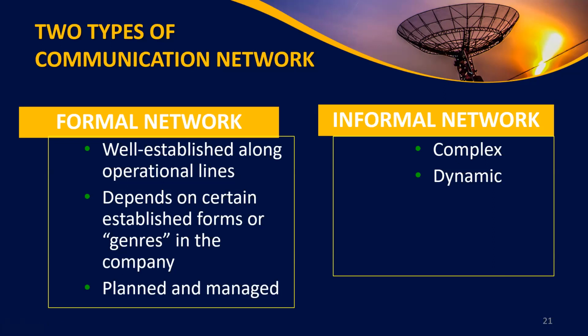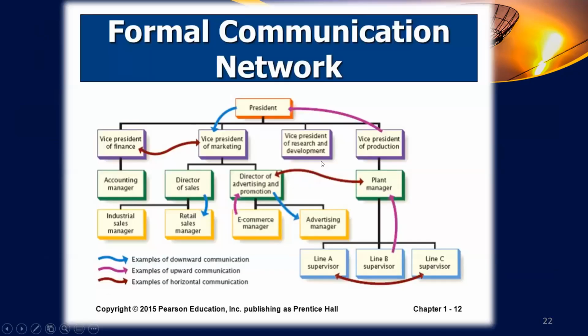But if it is an informal network, it's maybe your classmate, your brother or sister, or your friends. So this is what we call formal communication. The president talks to the vice presidents, and the vice president talks to the different managers, and then down to the low positions. Examples of downward communication: you can see the blue arrow from president to vice president, and then director to the retail sales manager. So these are the downward communication.